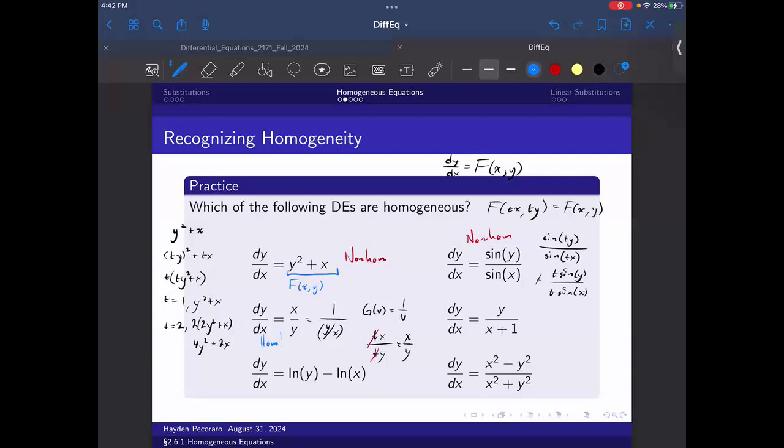What about the next one? dy dx equals y over x plus 1. I'm going to say this one is not homogeneous. And it's that plus 1 down there that causes us problems. If we put tx and ty, well, the t's don't get to cancel, do they? So that one is non-homogeneous. All right, and then how about this one?